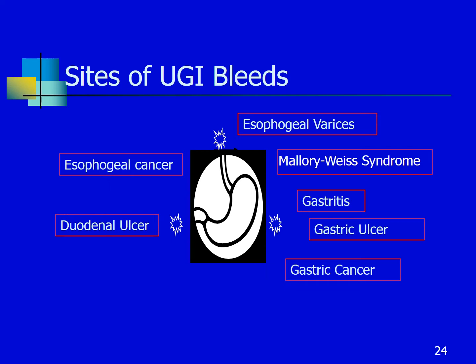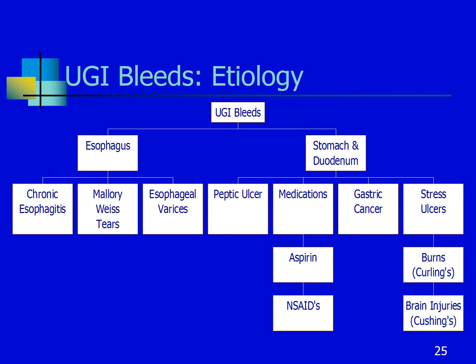All right, sites of upper GI bleed. Here are the different sites of upper GI bleed. So I believe we've already talked about this, but esophageal varices on the top is in the esophagus. There's Mallory-Weiss tear or syndrome, gastritis, gastric ulcer, and gastric cancer. Esophageal cancer is also up there, and duodenal ulcer. Next slide.